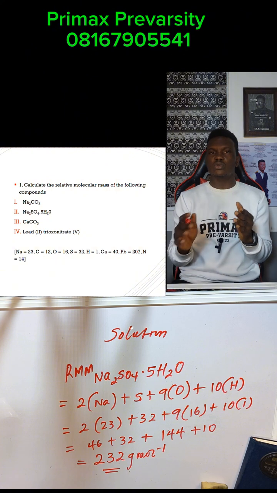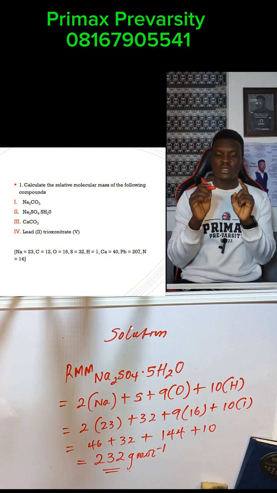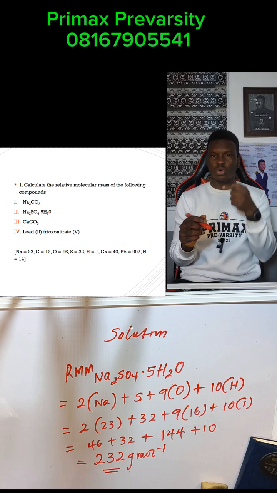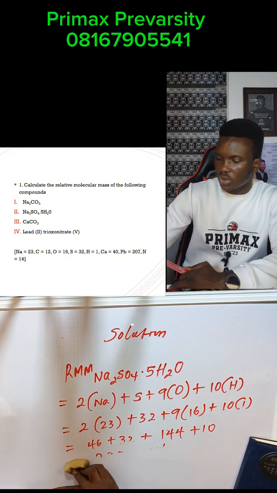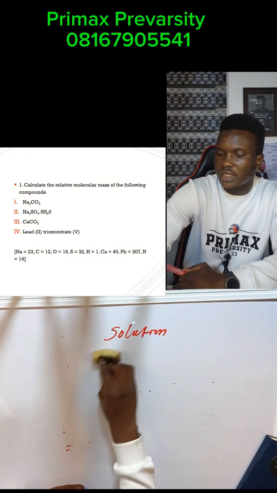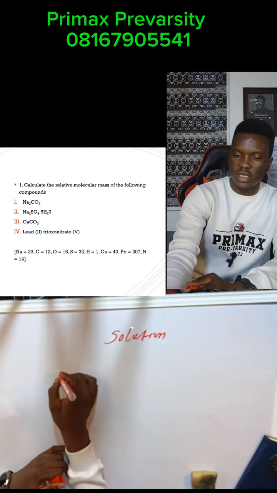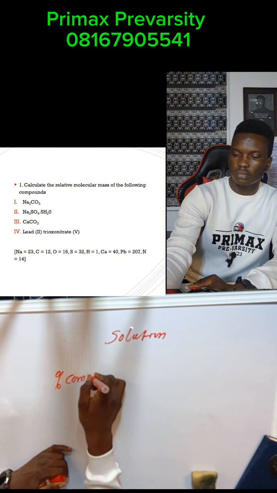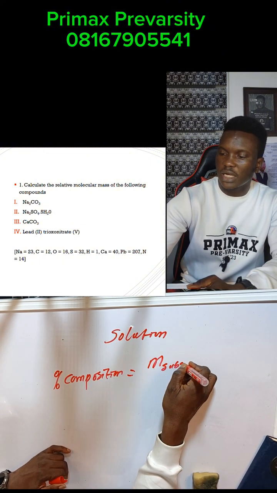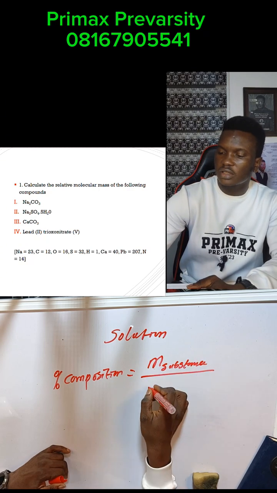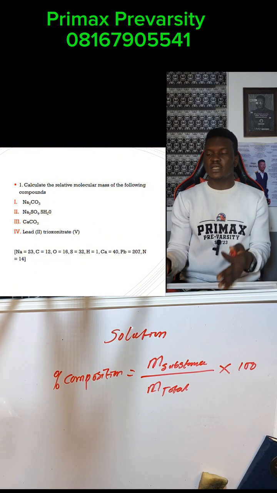Another thing you need to know is how to calculate what we call percentage composition. Percentage composition is the mass of a substance over the total mass multiplied by 100. That is how you do percentage composition. So if you are asked to calculate the percentage composition of any element in a given compound, it is the mass of that substance over the total mass multiplied by 100. That's how you calculate percentage composition.